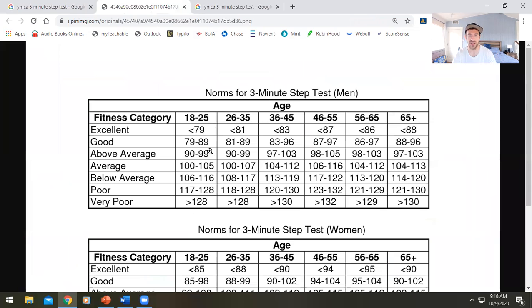Let's say our client is 45 years old and their recovery pulse was 116. That's between 113 and 119, which means their recovery pulse was below average. That means this client's heart is not in very good shape. So what are we going to prioritize? Cardiovascular and endurance-based exercise. We're definitely going to spend some time working on cardio with this client.